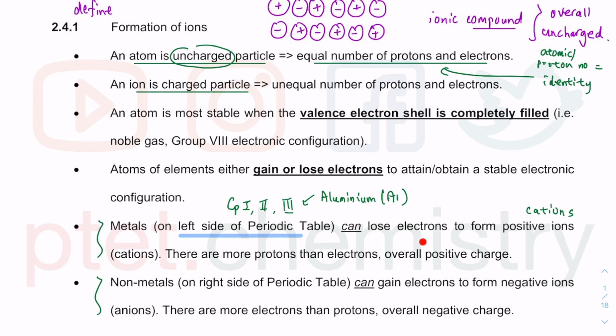However many outer shell electrons you lose depends on your group number. Are you group 1? Then you lose 1 outer shell electron. Are you group 2? Then you lose 2 outer shell electrons. Are you group 3? Then you lose 3 outer shell electrons. Why? Because you want to go to a completely filled outer shell to get to a noble gas electronic configuration.